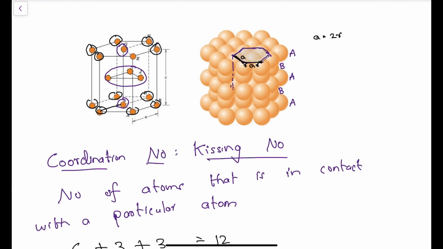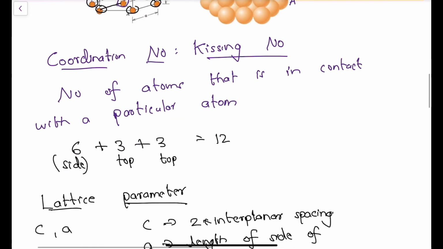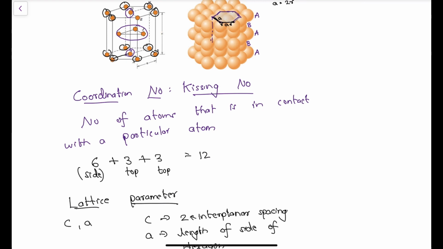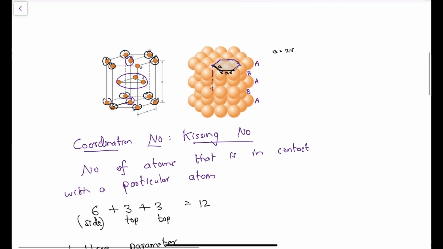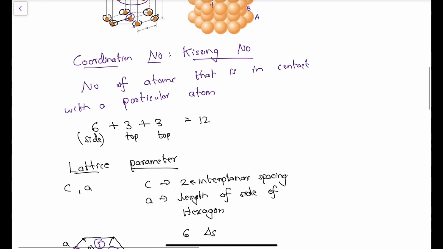You can see that. So first we will find the number of atoms in a unit cell. So the number of atoms is 6. And then we have found the coordination number or kissing number, that is the number of atoms in contact with a particular atom. So for easiness, we have selected the atom at the middle. This middle atom is in contact with 3 atoms on top and 3 atoms on bottom. And on the side, it is in contact with 6 atoms. So totally it is directly in contact with 12 atoms.